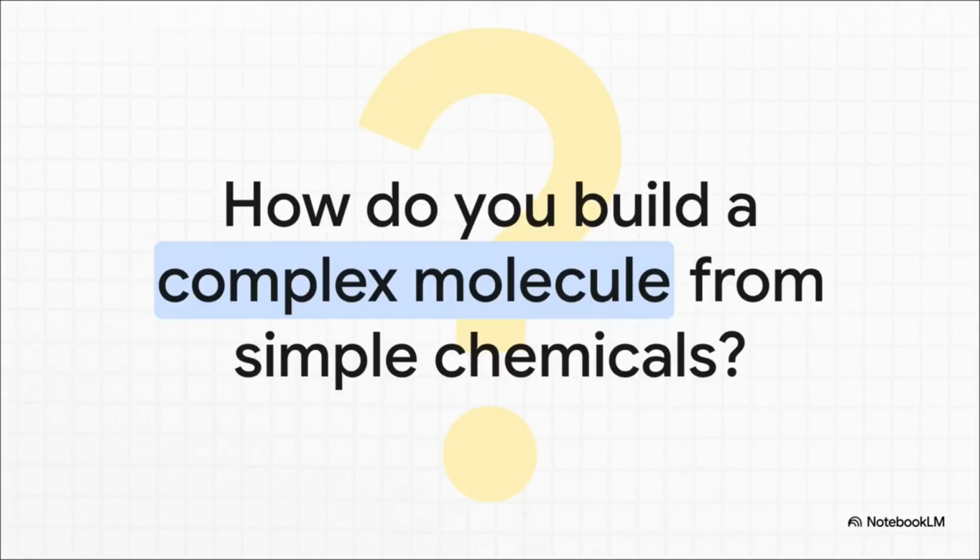Okay, so picture this. You're in a lab. On the shelf, you've got a bunch of simple, basic chemicals. And your goal is to build that. A complex, very specific molecule. So how do you do it? How do you create a reliable step-by-step plan to get from those simple starting blocks to your finished product? Seriously, without a solid plan, it's kind of like trying to build a skyscraper with no blueprint. You're just stacking bricks and hoping for the best.